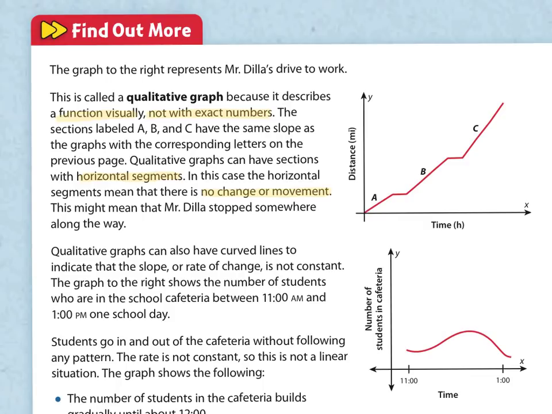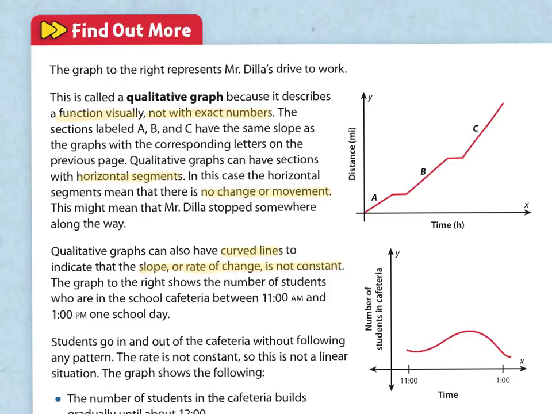Now, not all qualitative graphs will be the same, and the next paragraph explains it because he mentions that qualitative graphs can also have curved lines, so make sure that you highlight that part, to indicate that the slope or rate of change is not constant. That means that it's going to be changing. That's why we call it rate of change.